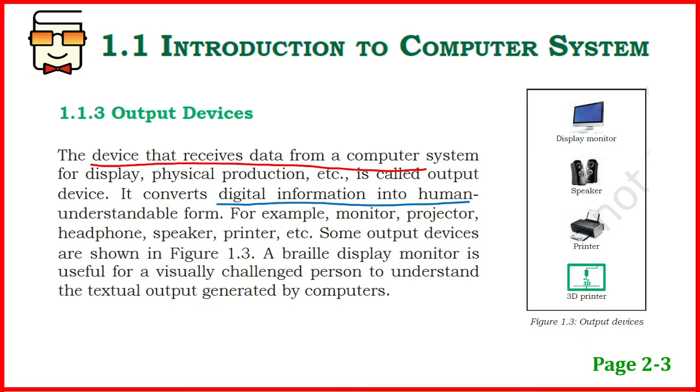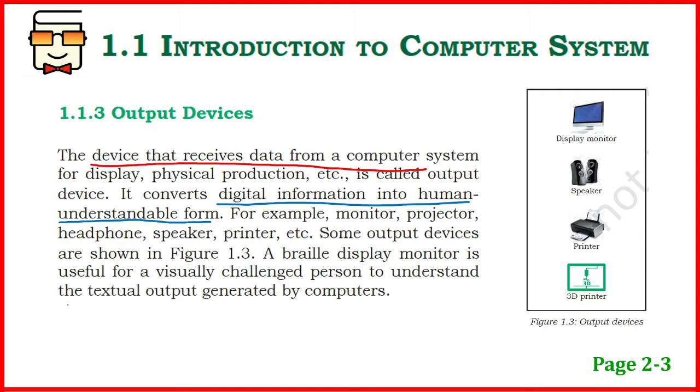Now that human understandable form can be either English language or numbers that can be displayed on the screen, or any document that is printed out in the form of hard copy using an output device like a printer. Okay, so you have to be very careful while understanding the difference, that in case of output device, the digital information of the computer is getting converted into a form that can be understood by humans.